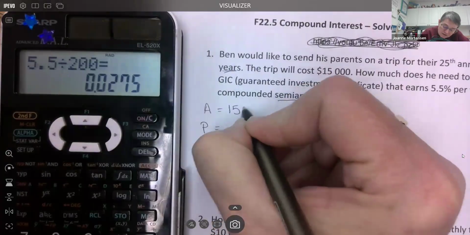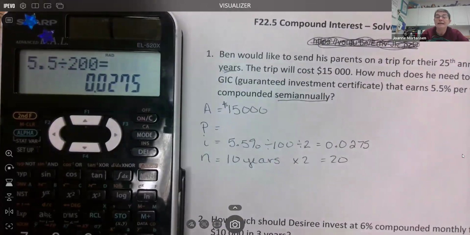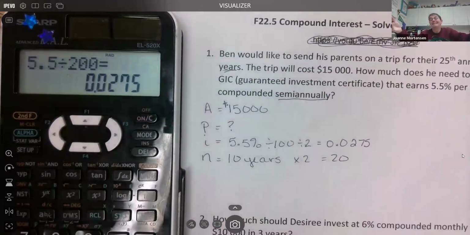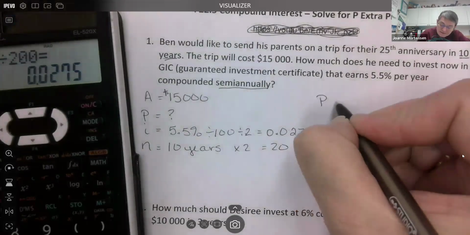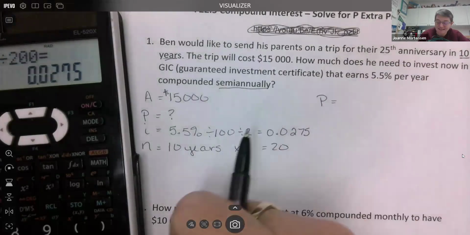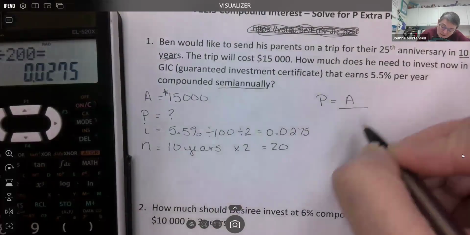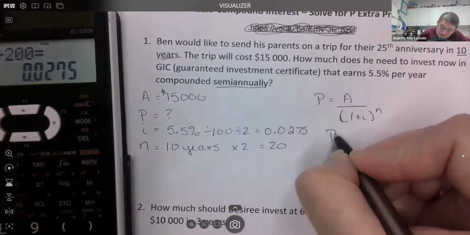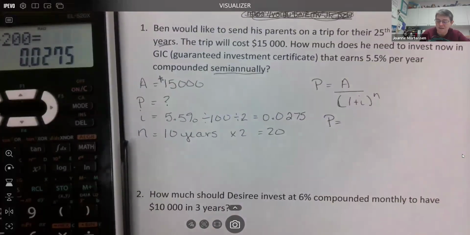The trip will cost $15,000. So our friend Ben wants $15,000 at the end, and he needs to invest some money now. How much? Don't know. Other than, come on, say it for me. Say it. Yes, exactly. Less than $15,000. So formula P. I'm sorry, I don't know why I'm yelling today. Might be the French vanilla cappuccino I had. A is equal to 1 plus I, N. P is equal to, please work down. Don't work sideways. That's evil and bad. That's just bad math. Don't do it.